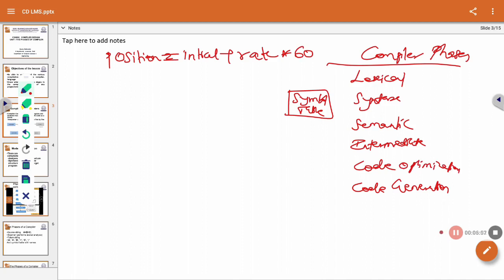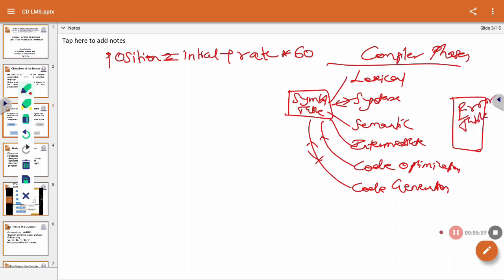The compiler will be built with a symbol table. What is the need of the symbol table? All the phases of the compiler are linked to the symbol table, followed by another component of the compiler called the error table handler. What is the mechanism? Error table handler.